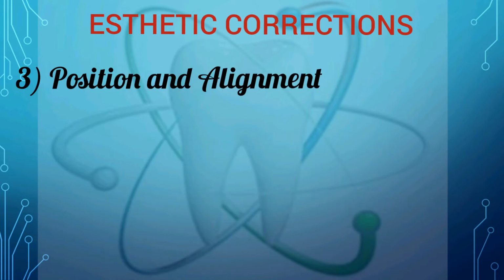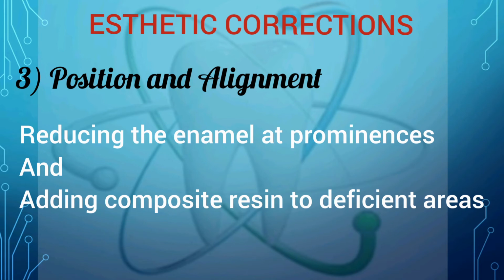When coming into the position and alignment, the overall harmony and balance of a smile depends largely on the proper position of teeth and their alignment in the arch. Minor rotations or malposed teeth can be corrected by reducing the enamel in the area of prominence and augmenting the deficient area with composite resin.